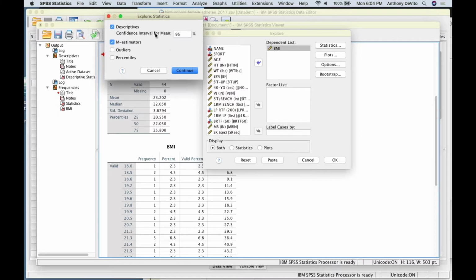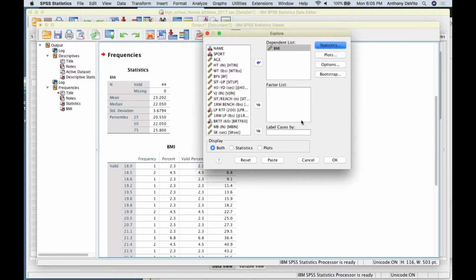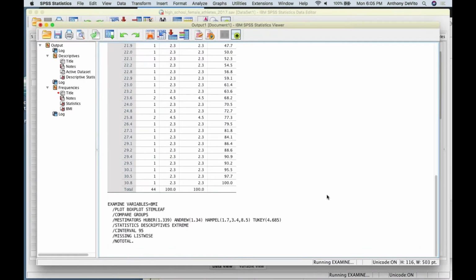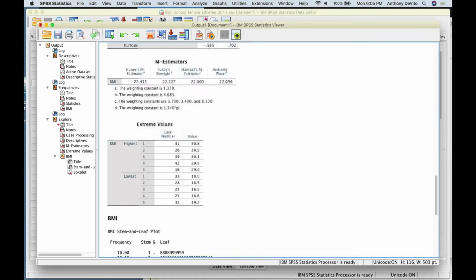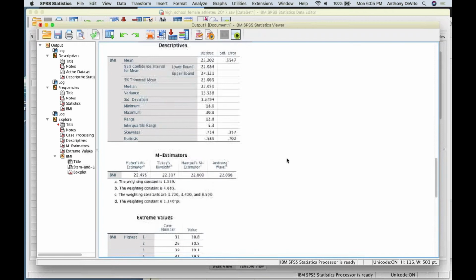It's 95% by default, or you could change that to 99 or 90 or anything else you might want to use. So I'm going to leave it just like that. And if I click OK, you'll get a much more extensive list of statistics. Here we go. There's your mean, your median, your standard deviation, your interquartile range, your minimum, maximum.